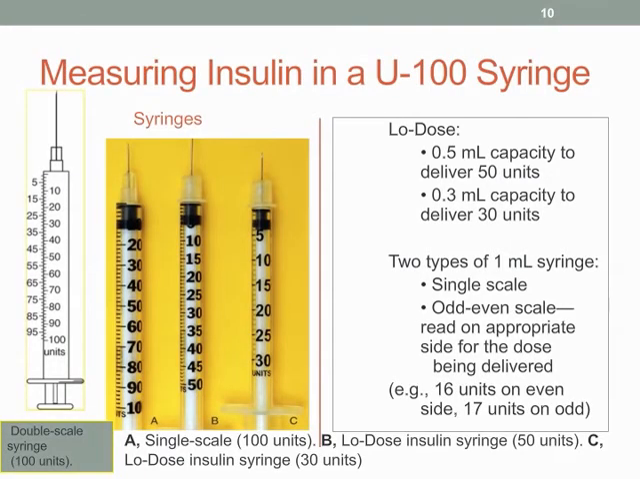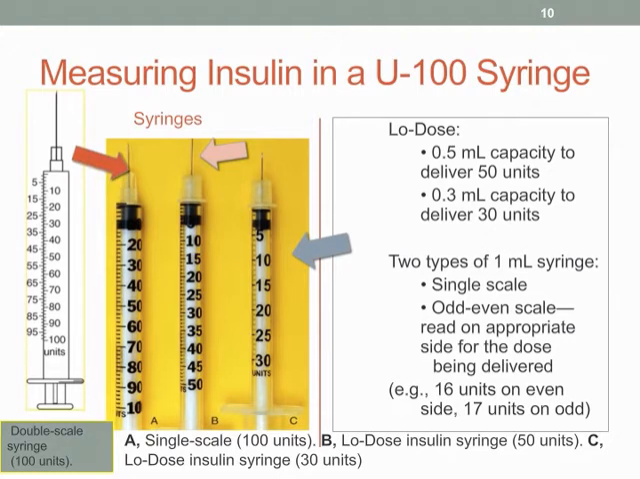Now here I want to go over the insulin syringes. So those of you that have an insulin syringe at home, you can take a look at your own insulin syringe to see whether or not you have a low dose syringe, which may be this one that has 0.5 mLs with the capacity of 50 units. I don't think anyone picked up the smaller syringe, which actually only has a capacity of 0.3 ml or 30 units.